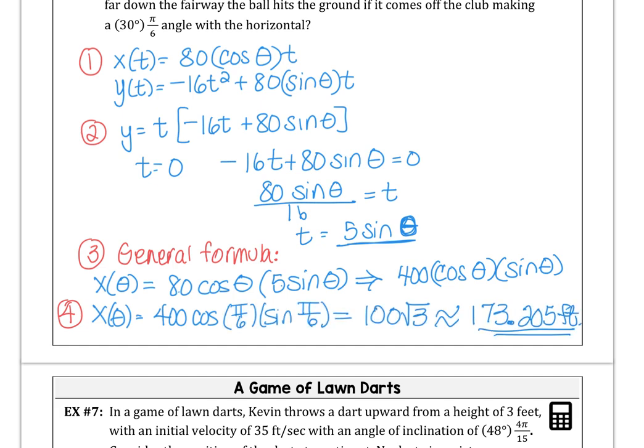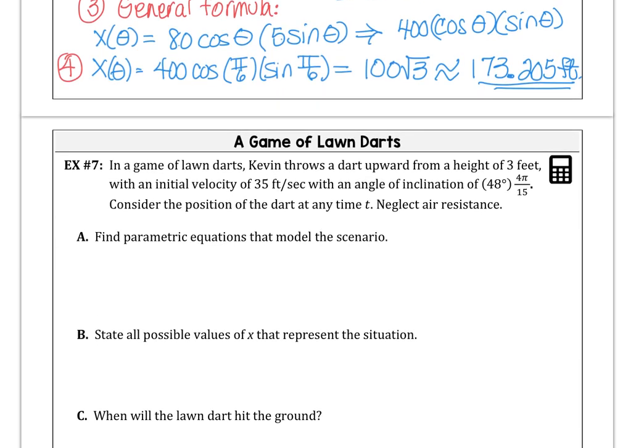Oh, we had one more example. And then example 7. In a game of lawn darts, Kevin throws a dart upward from a height of 3 feet with an initial velocity of 35 feet per second. The angle of inclination is 4 pi over 15, which is roughly 48 degrees. And we want to consider the position of the dart in any time t, neglecting any air resistance. Can we find the parametric equations that model the scenario?